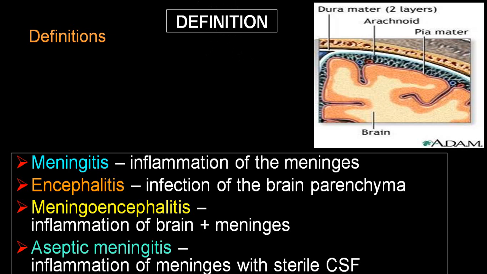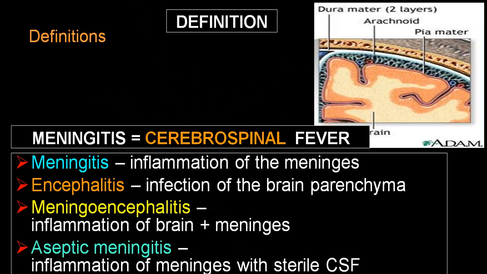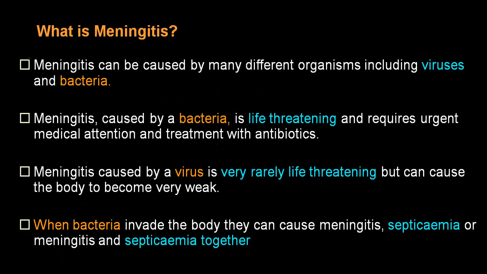So there are some terms like meningitis, inflammation of meninges, encephalitis, infection of a brain parenchyma, and when both are involved together, that is inflammation of meninges plus brain, meningoencephalitis. And there is one condition, aseptic meningitis, which is inflammation of meninges with CSF. There is no presence of bacteria, or we call sterile CSF. This is labeled as aseptic meningitis. Meningitis is also labeled as cerebrospinal fever.